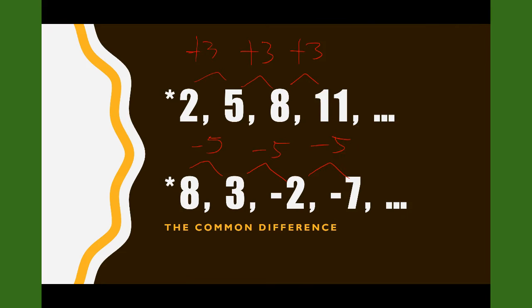The plus 3 and minus 5 are what we call the common difference. We denote this using the letter D, and we will use these later. For the first one, our common difference, our D, is equal to positive 3. For the second one, our common difference, our D, is equal to negative 5. We will use this information now to write the rules.